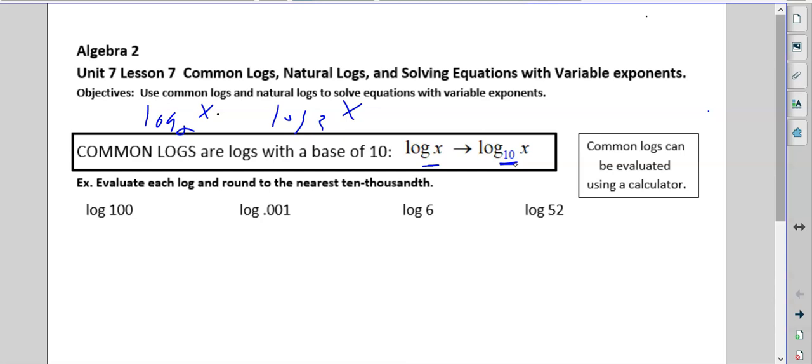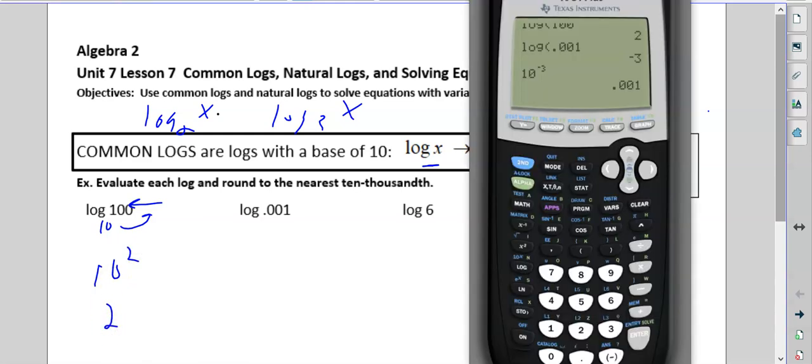So evaluating these right here, log of 100 is really log 10 of 100. So 10 to what power is 100? And we know that's 10 squared. So log of 100 is simply 2. And if we take our calculator, log is right next to the 7 right here. And if we type in log 100, we get 2. All right?